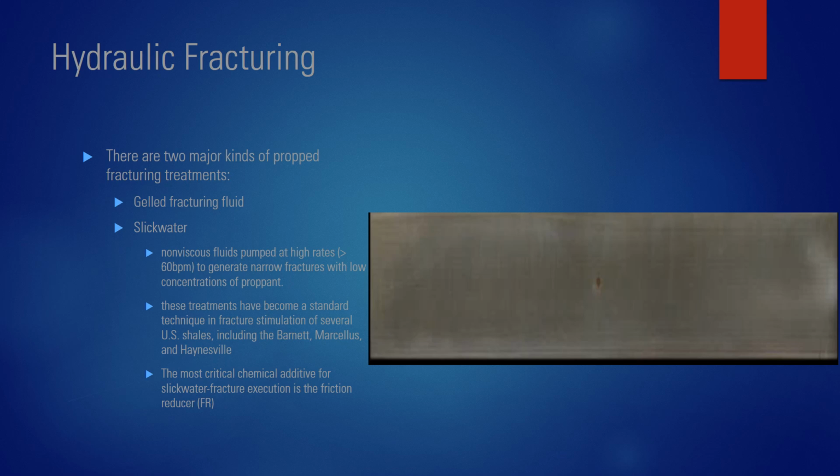There are two major kinds of propped fracturing treatment. Gel fracturing fluid, and there's slickwater. In slickwater, non-viscous fluids pumped at high rates, above 60 barrels per minute, generate narrow fractures with low concentrations of proppant. These treatments have become a standard technique in fracture stimulation of several U.S. shales, including the Barnett, Marcellus, and Haynesville.